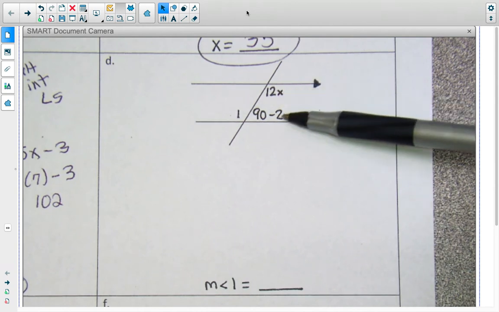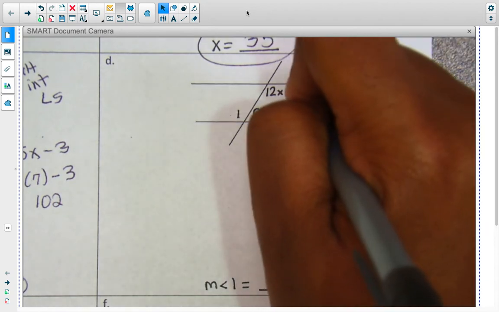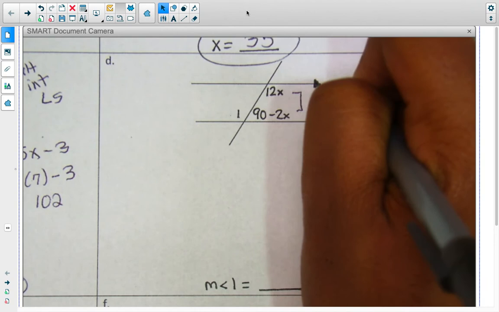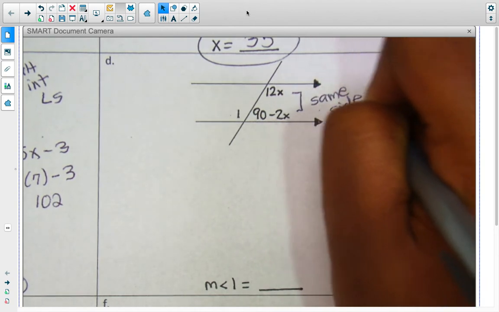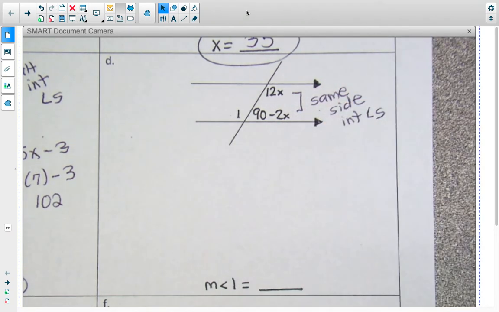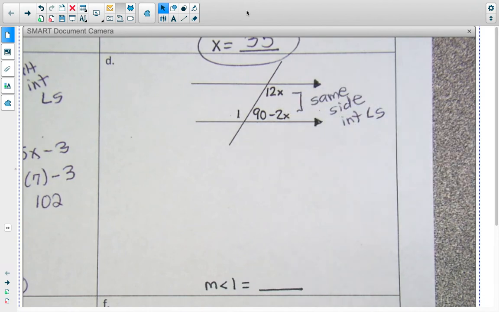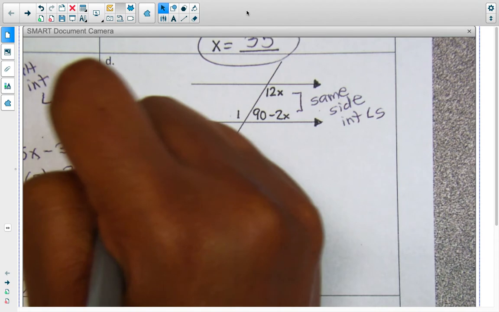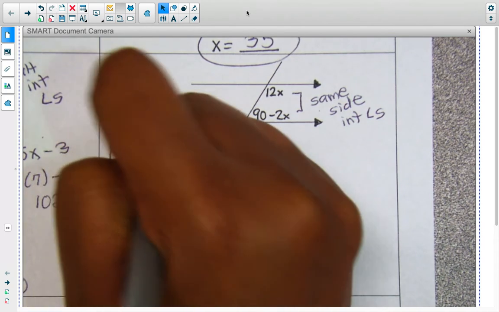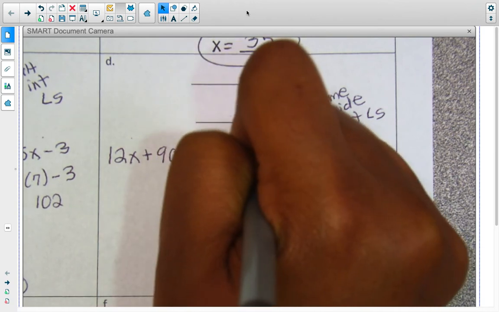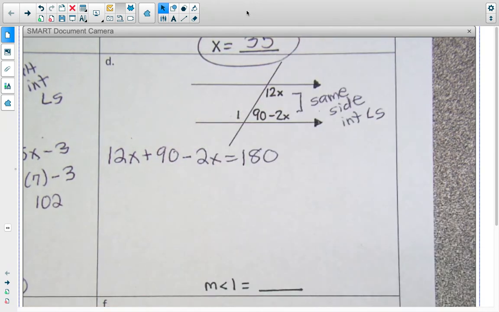These are same side interior angles. So same side interior angles. So we know from yesterday that same side interior angles equal 180 degrees. 12x plus 90 minus 2x equals 180 degrees. All right, let's do our thing.